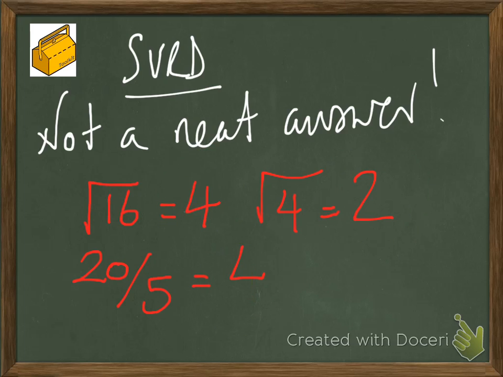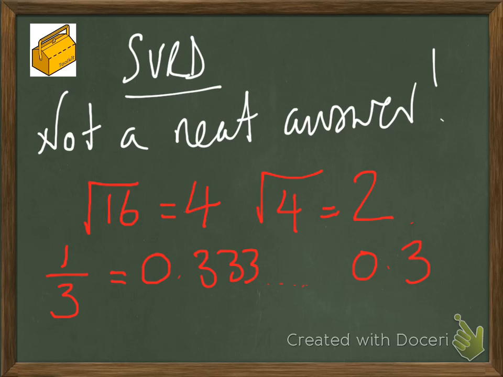Or what we could have is something like, what is a third? If we wrote it as a decimal, we have 0.333, and it goes on and on forever. In fact, you might even want to write it as 0.3 recurring, but nice, neat, round, easy to use numbers.